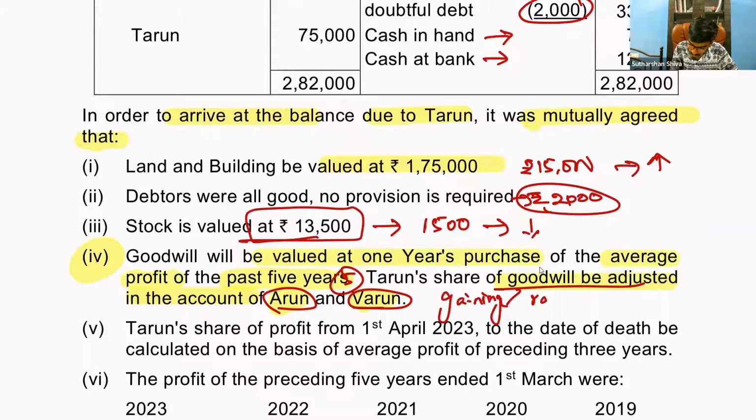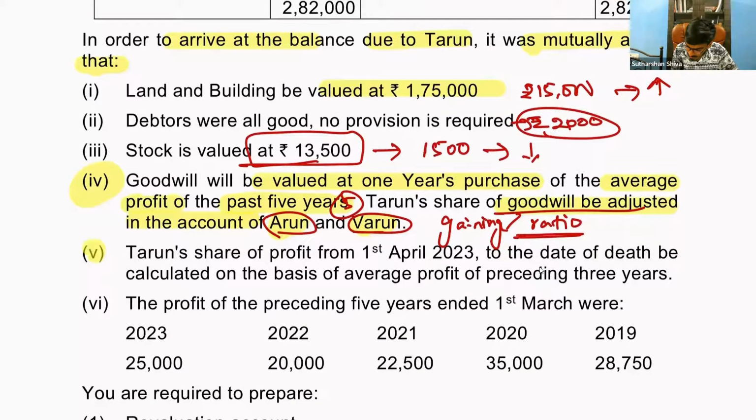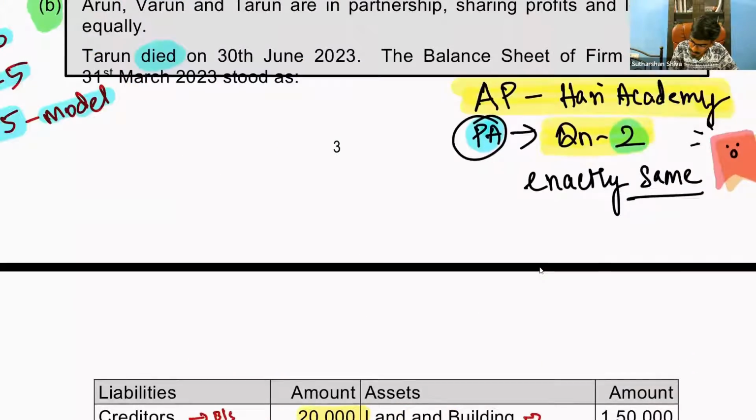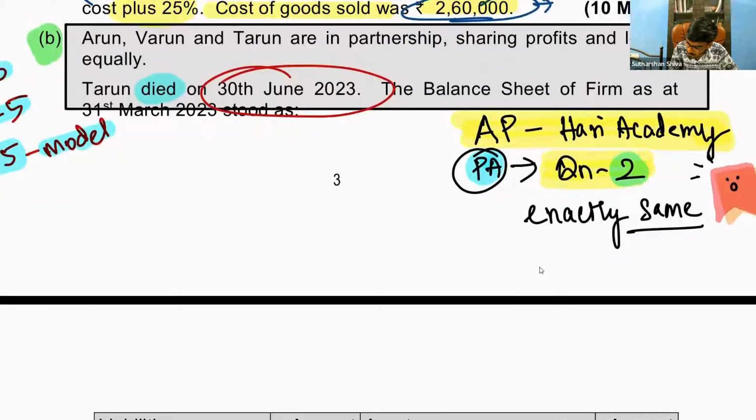Okay. Next. The 5th point is another interesting point which you need to notice. Tarun's share of profit from 1st April 23 to the date of his death. What is the date of his death? 30th June 23.